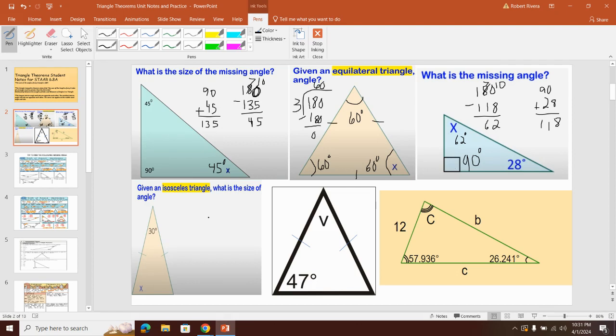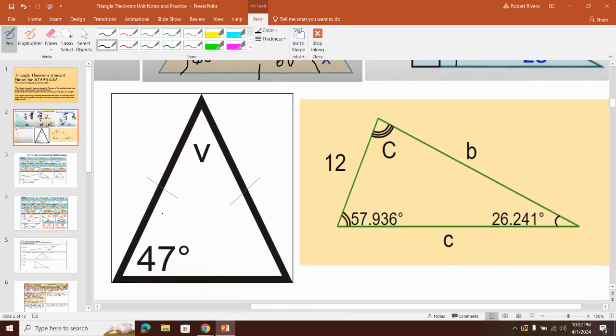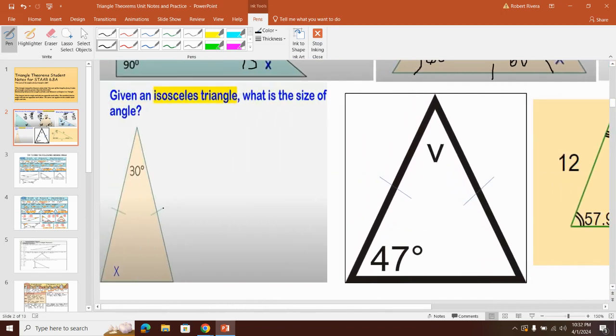Okay, now let's talk about the isosceles. The isosceles, two sides are equal. Now, when two sides are equal, then these two angles are equal also. When two sides are equal, then these two angles are equal. So these two sides make the base angles equal. Okay?